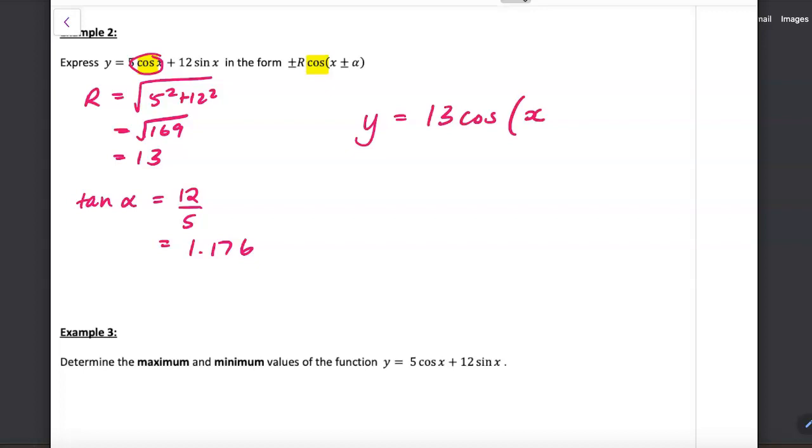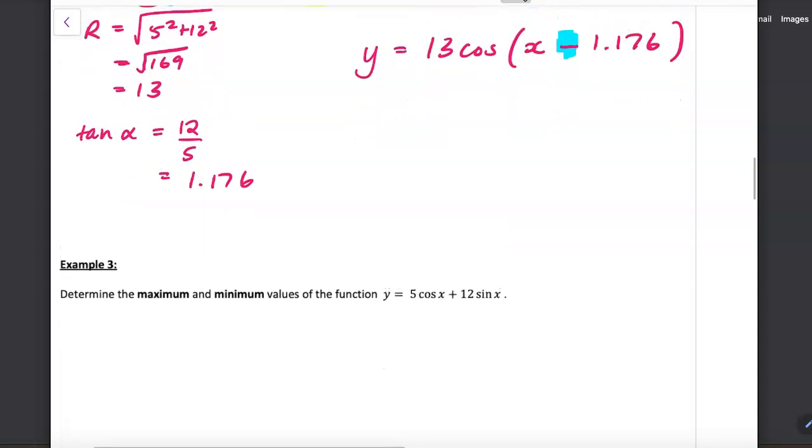And I know here, because I've got cos x plus sin x, my operation here will be to subtract 1.176. Thinking back to the angle sum and difference identity for cosine, if we've got a subtraction, then it's cos x, cos of the angle, plus sine x, sine of the angle. So it's the opposite sign.